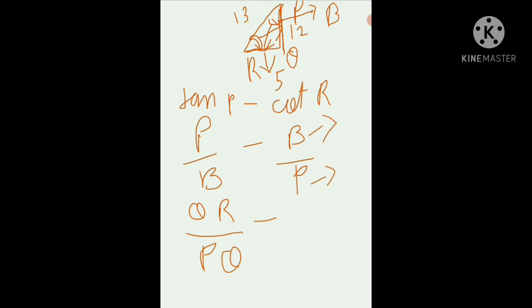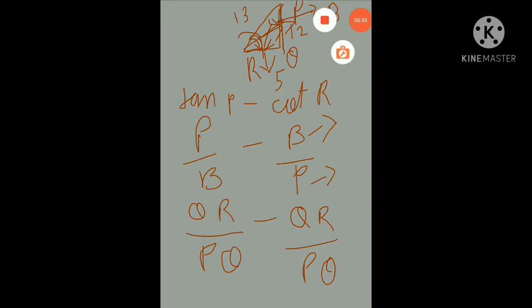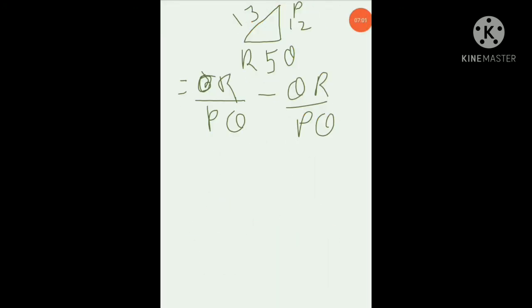So see, cot R is base over perpendicular. B stands for base and P stands for perpendicular. So which one is base here? QR will be base. And right opposite to this angle is this side, so PQ will be perpendicular. Now you see, this is QR by PQ minus QR by PQ.